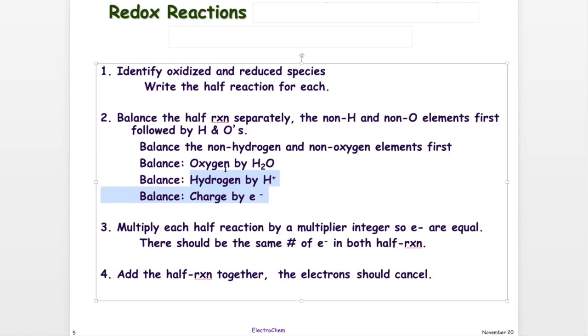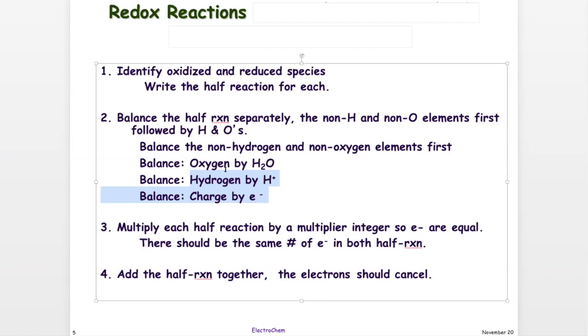Go to the other half reaction, balance the non-hydrogen and oxygen elements first, balance the oxygen by water, balance the hydrogen by H plus, and then balance the charge. Now take a look at the two half reactions. At this point, they should have electrons on opposite sides. One of the reactions will have electrons on the left, which means it's gaining electrons. If the electrons are reactants, then that's the reduction reaction. The other half reaction should have electrons on the right, which means it's losing electrons. If it's losing electrons, it's an oxidation, okay?